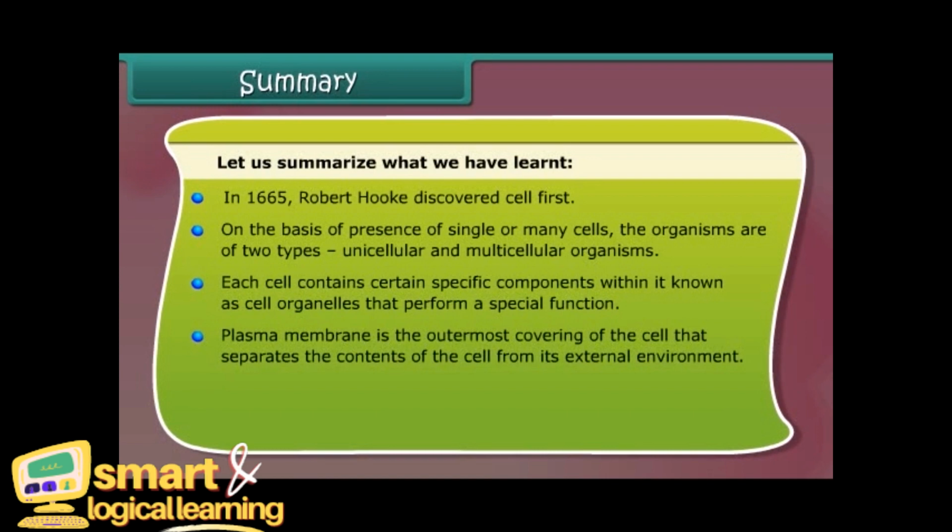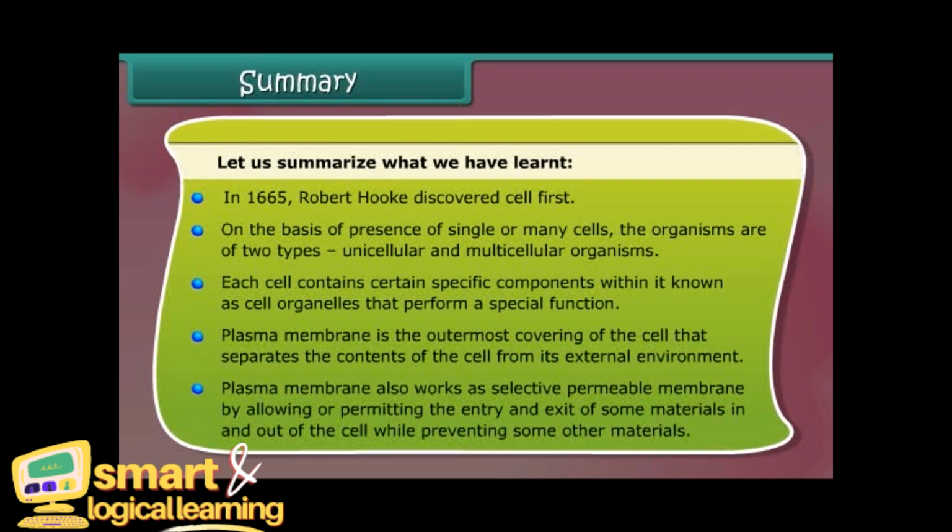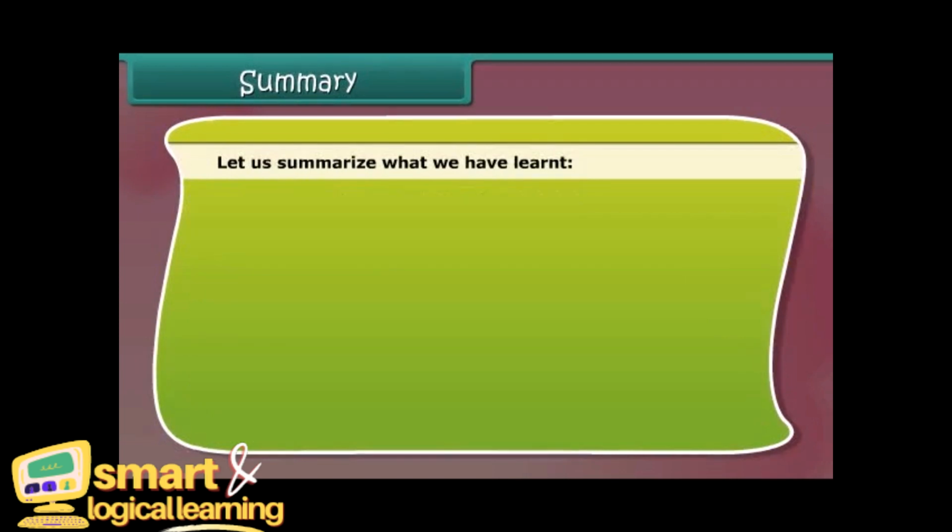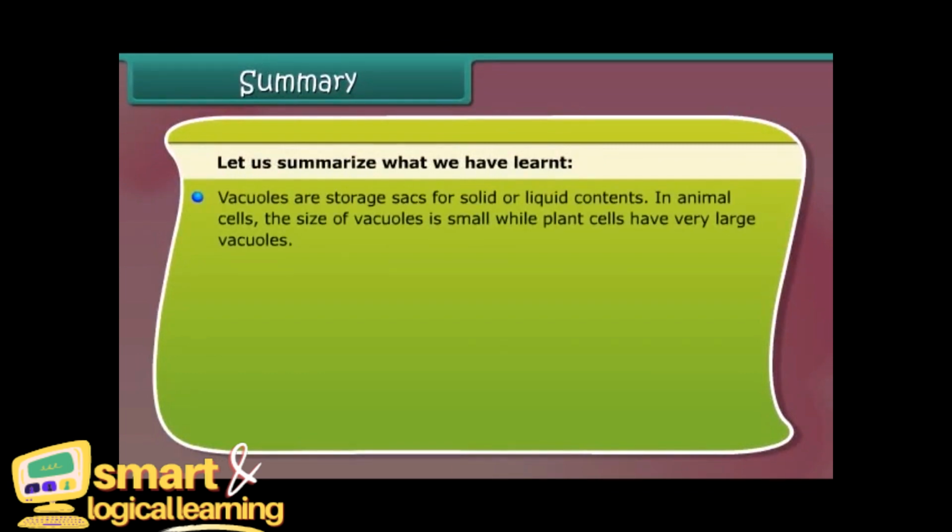Plasma membrane is the outermost covering of the cell that separates the contents of the cell from its external environment. Plasma membrane also works as a selective permeable membrane by permitting the entry and exit of some materials in and out of the cell while preventing some other materials. Vacuoles are storage sacs for solid or liquid contents. In animal cells, the size of vacuoles is small, while plant cells have very large vacuoles.